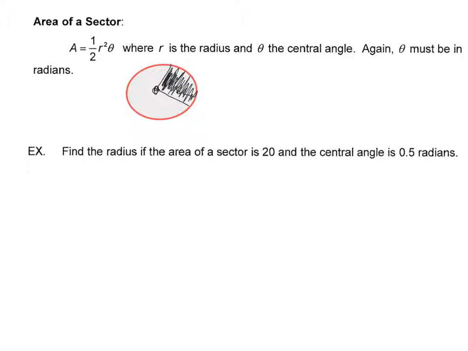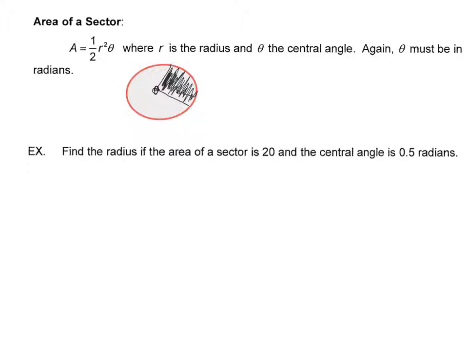Now, if we want to fill in the little pie wedge that's marked off by our central angle and our outside edge, then we're finding the area of a sector. And that formula is area equals 1/2 r squared theta. R is the radius, theta is the central angle, and again, theta must be in radians.